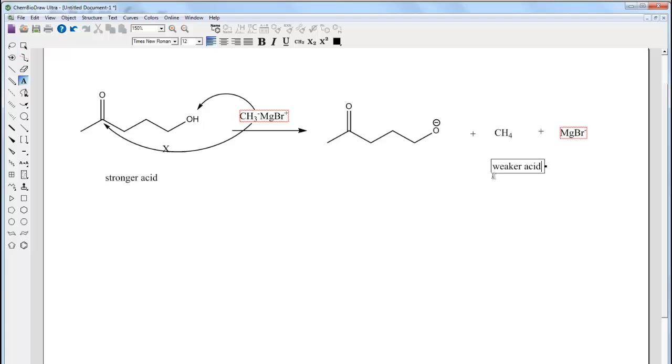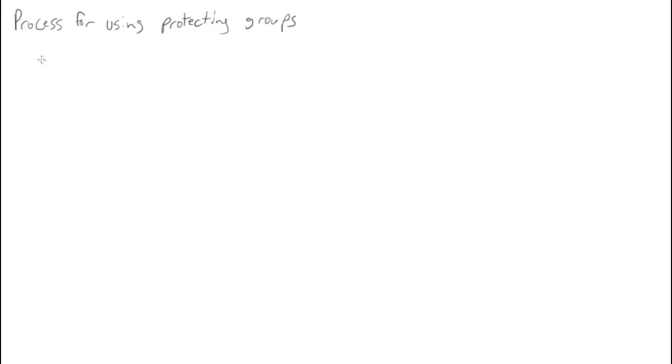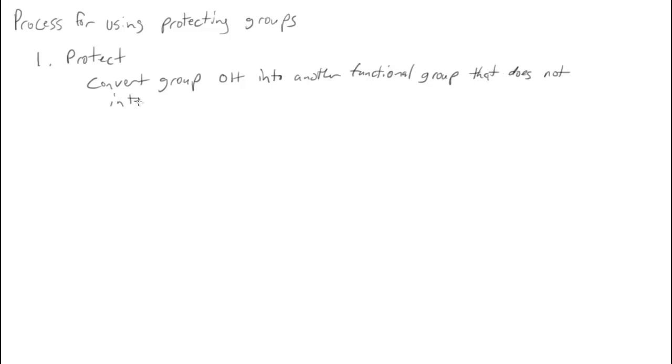So what we're going to have to do is use what's called a protecting group. We want to hide the alcohol and make it not look like an alcohol for a while, but then we want to be able to get it back later. So there's always a three-step process for using protecting groups. The first step is to protect, which is to convert your group, in this case an alcohol, into another functional group that does not interfere with the desired reaction.